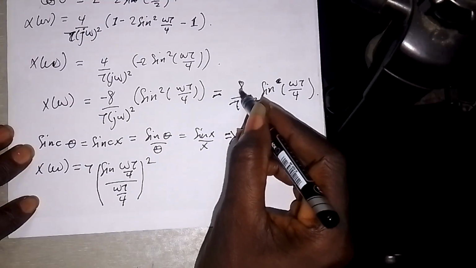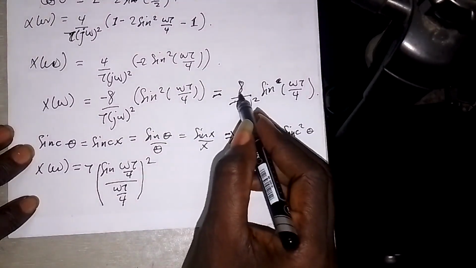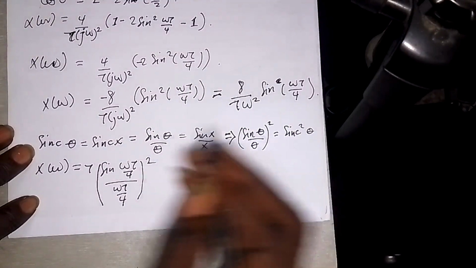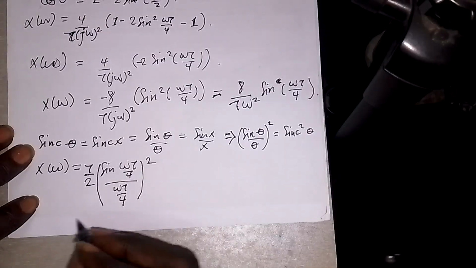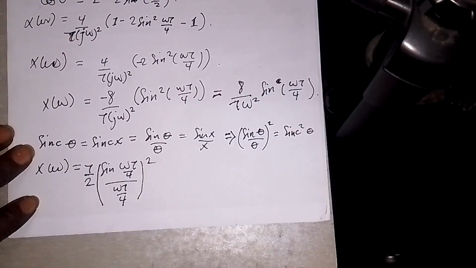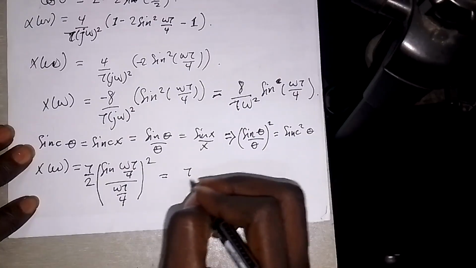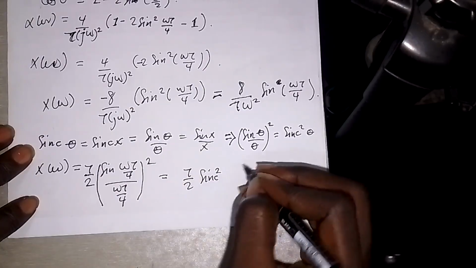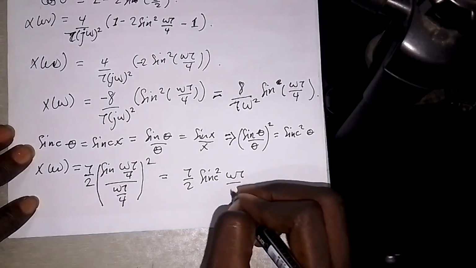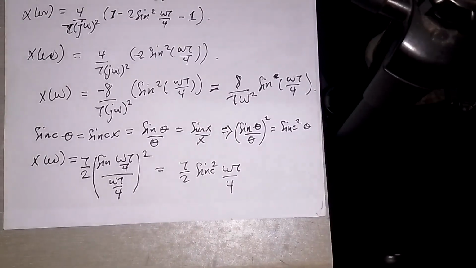You see that this 8 was at the top here. Now it has come down here, but you will still be left with 2. That 2 must come down, because this one is down here. So this one will give me my sinc. Now this one is equal to 2 on tau, sinc squared, omega tau on 4. So that is what this would give me. If you know this one, the rest is very easy.